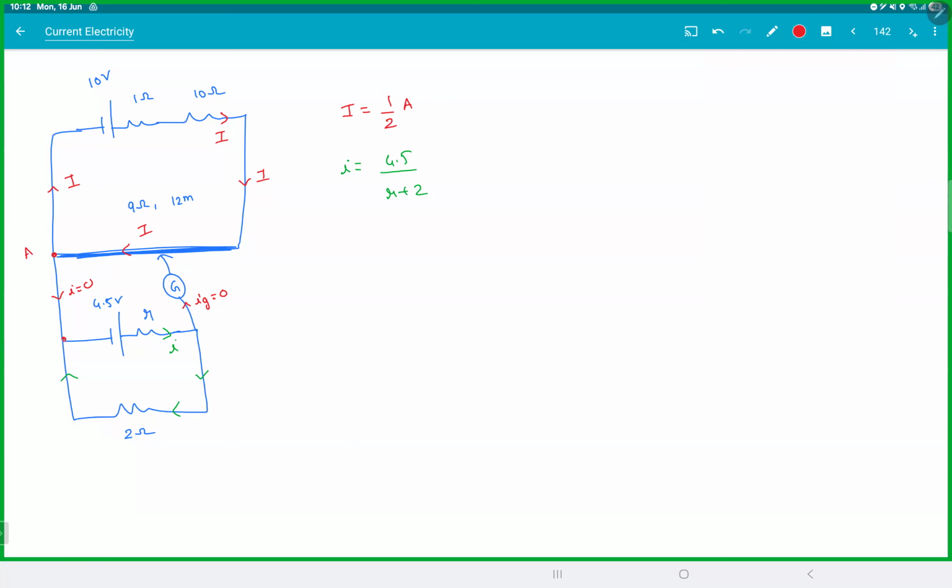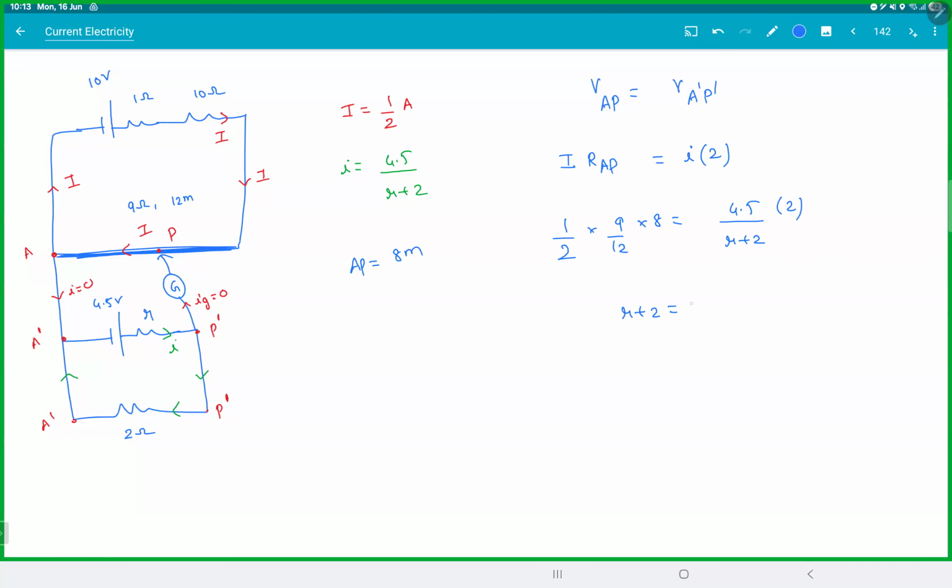If this is A dash, and this is also A dash, all are equal actually. If this is P, then this is P dash and this is P dash. Voltage across AP must be equal to voltage across A dash, P dash. This is nothing but I into resistance of AP, and I think they gave you AP is 8 meters. This is small I into 2. This is half, and this is 9 by 12 into 8. Small I is 4.5 by R plus 2 into 2. 2 twos are 4, we will get R plus 2 is equal to 3.